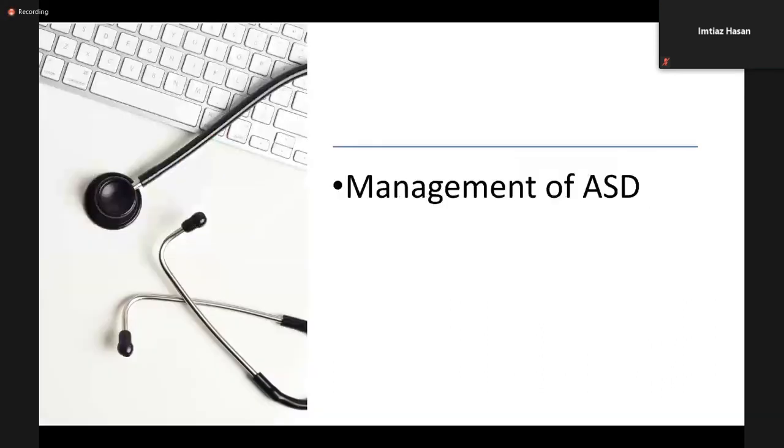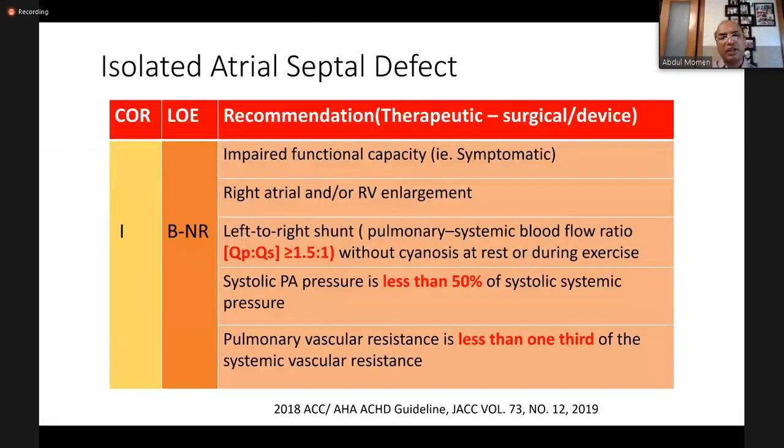Management of ASD: impaired functional capacity, right and left ventricular enlargement, left to right shunt, systolic PA pressure less than 50% of systemic pressure, pulmonary vascular resistance less than 1/3 of the systemic vascular resistance. So the recommendation for a therapeutic device in those cases: QP/QS ratio more than 1.5:1, PA pressure less than 50% of the systemic pressure, and pulmonary vascular resistance less than 1/3 of the systemic vascular resistance. In those cases, it is a class 1 recommendation of surgery or device closure.